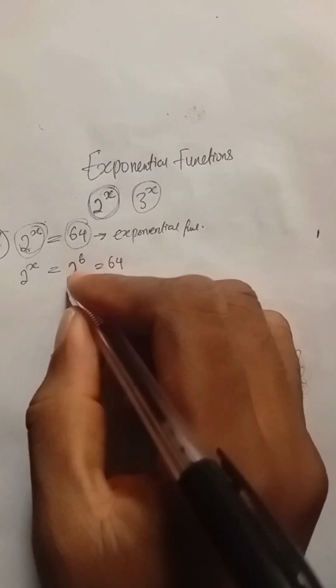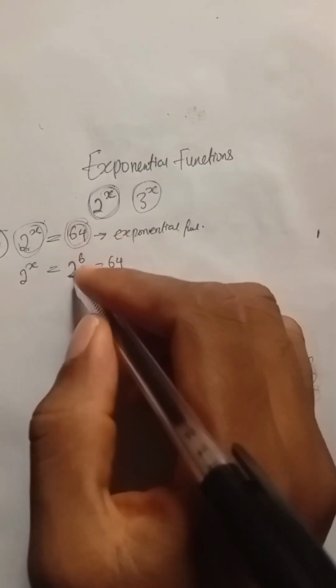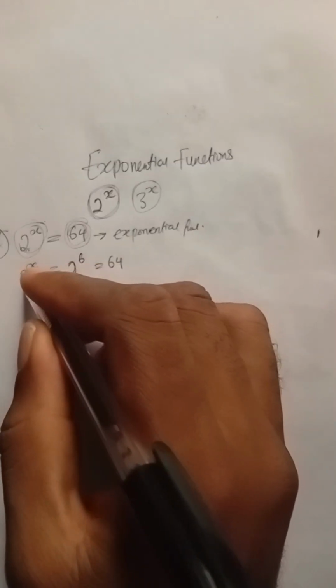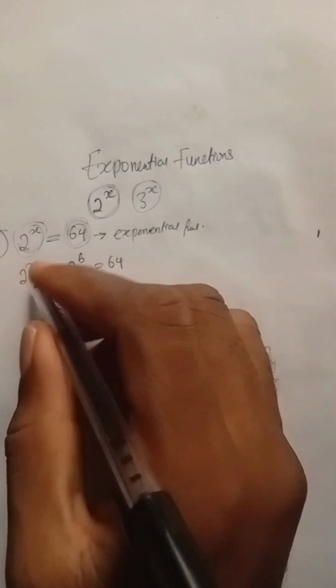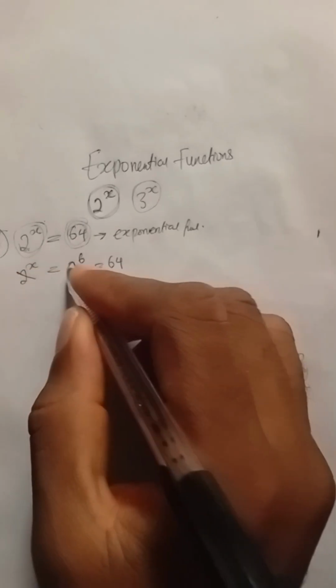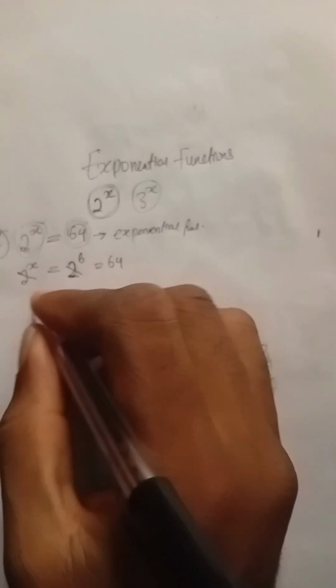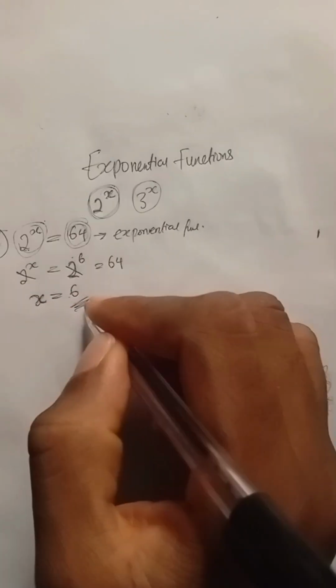So the base of 64 is 2, and the base of the unknown here is 2. So when we have similar bases, we eliminate both of them. So 2, 2 will be left with x equals 6, which is the power. So the unknown x is equal to 6. This is our answer.